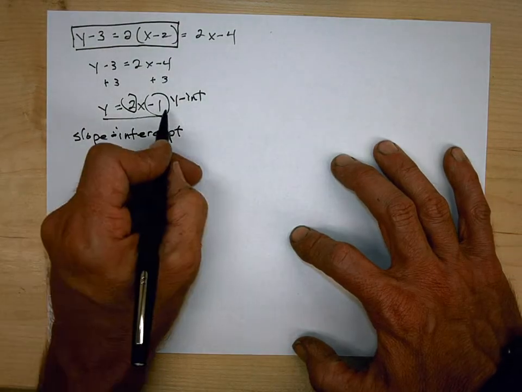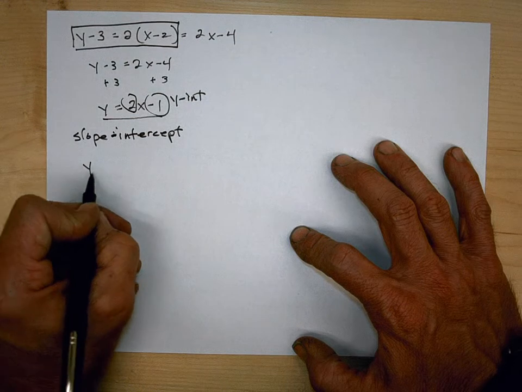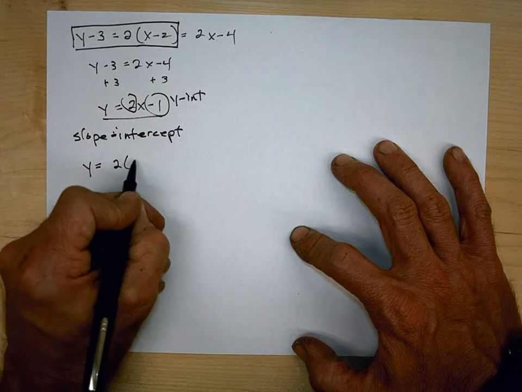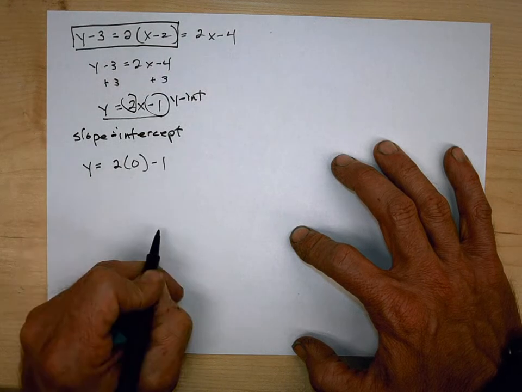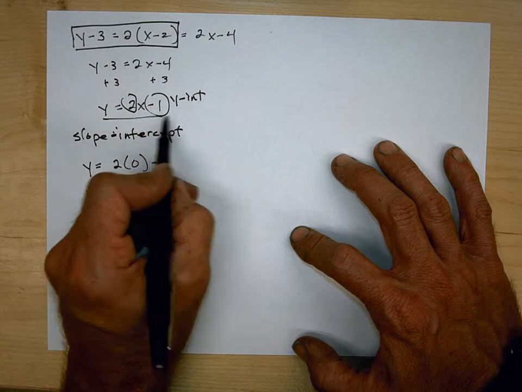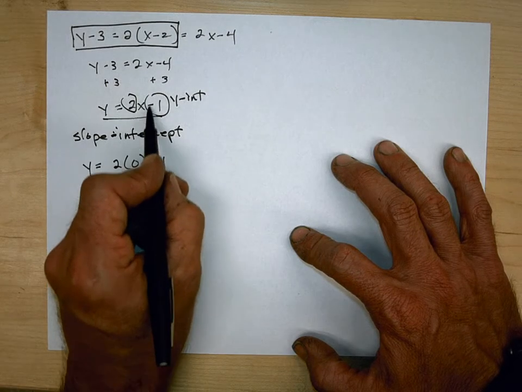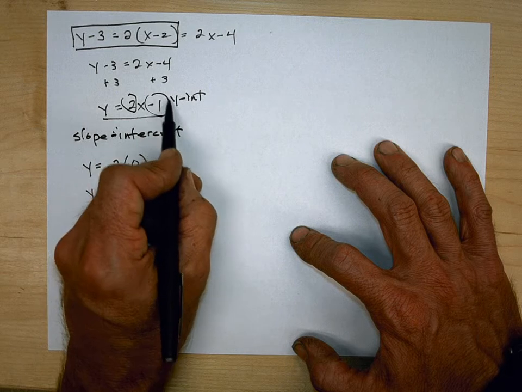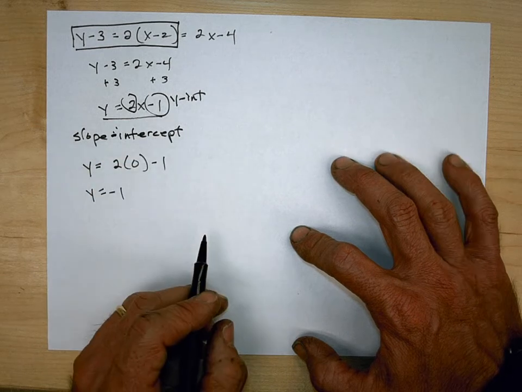Well, the y-intercept occurs when x equals 0. So if I put in 0 for x, guess what I get? Negative 1. All right, so that is always going to be the case here. This whole term will disappear when we put in 0 for x. So that number right there will always be the y-intercept.